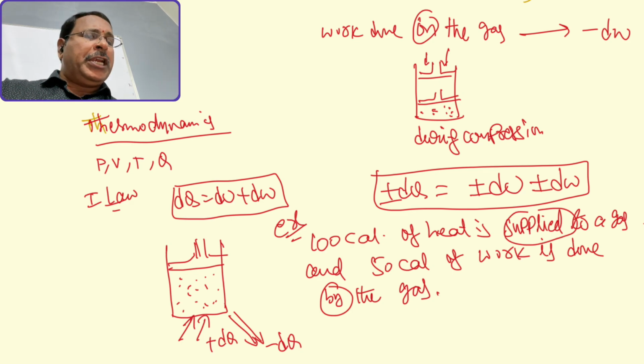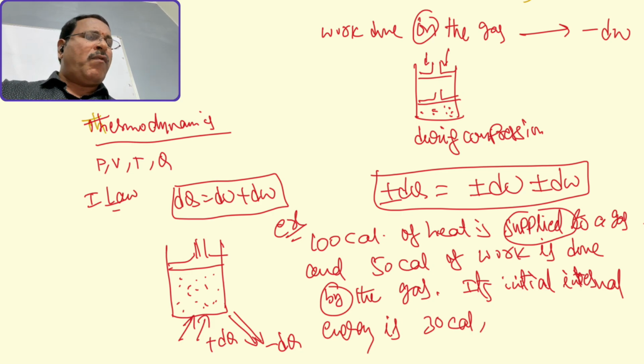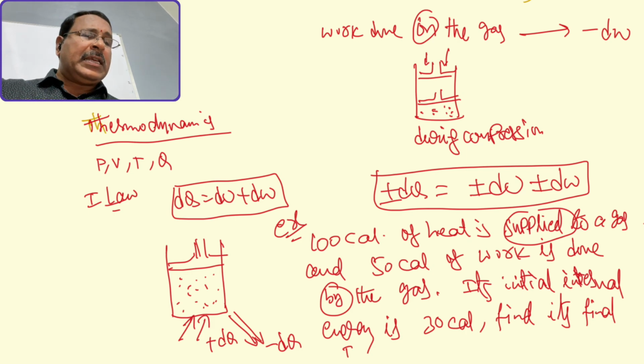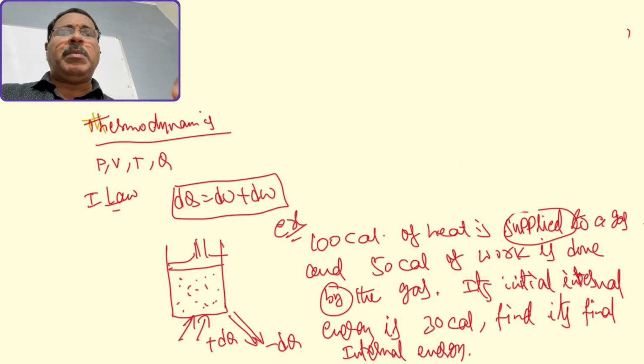Initial internal energy is 30 calories. Find its final internal energy. This is the point. So, my dear students, how to do this problem? Okay, how to do this? Come on, tell me now.